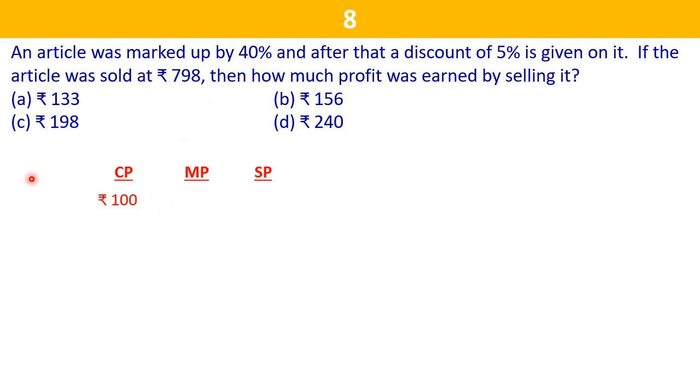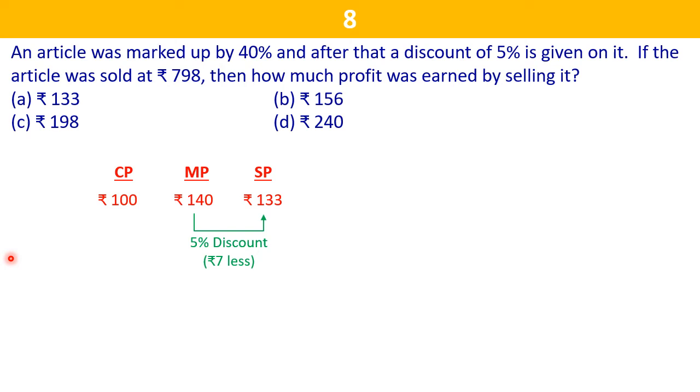So what becomes the mark price of the article? It is 40% more than cost price, that is 140 rupees. And later he gives a discount of 5% to the customer. That is, he sells to the customer after reducing 5% from 140 rupees. So if he is giving a discount of 5%, how much is it reducing by? By 7 rupees. So how much does the selling price become? 133 rupees.